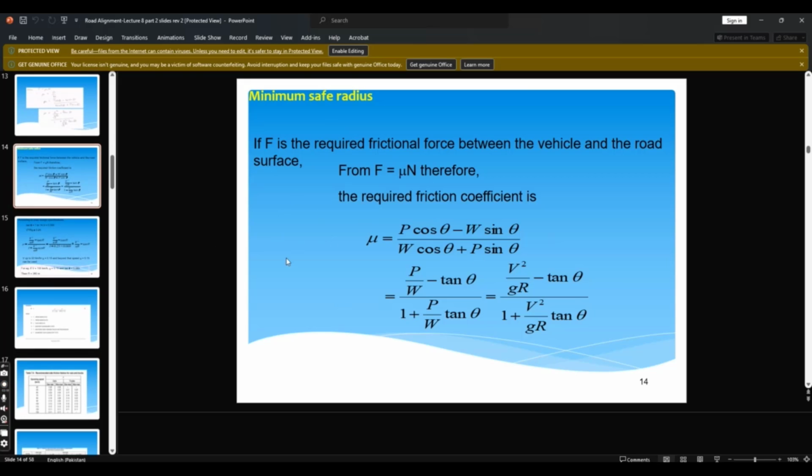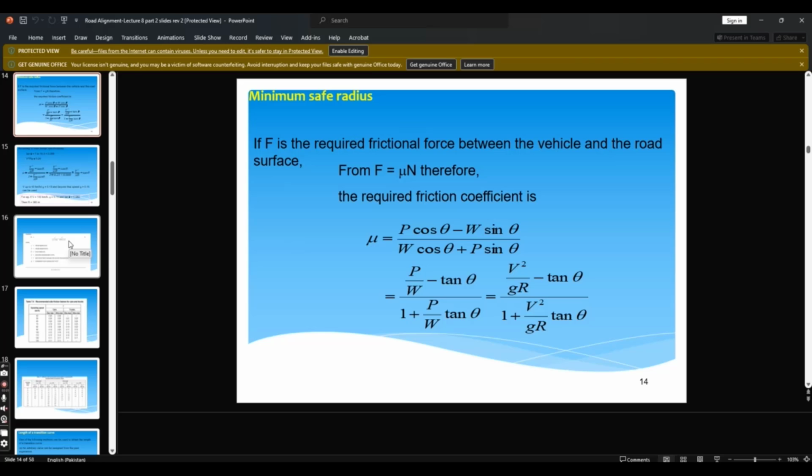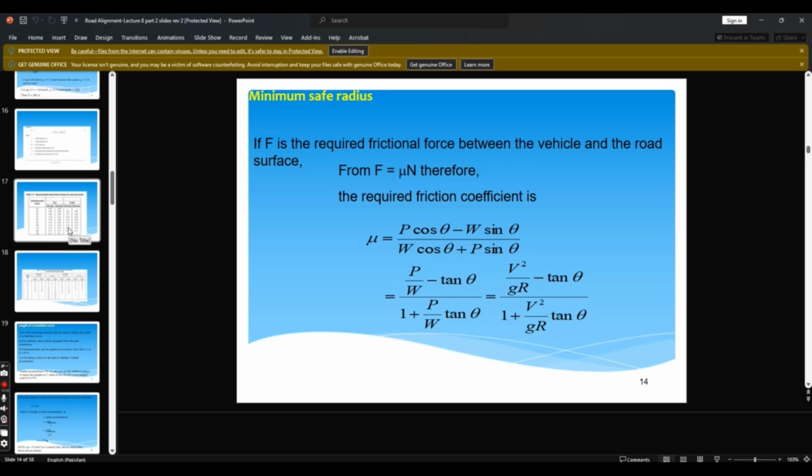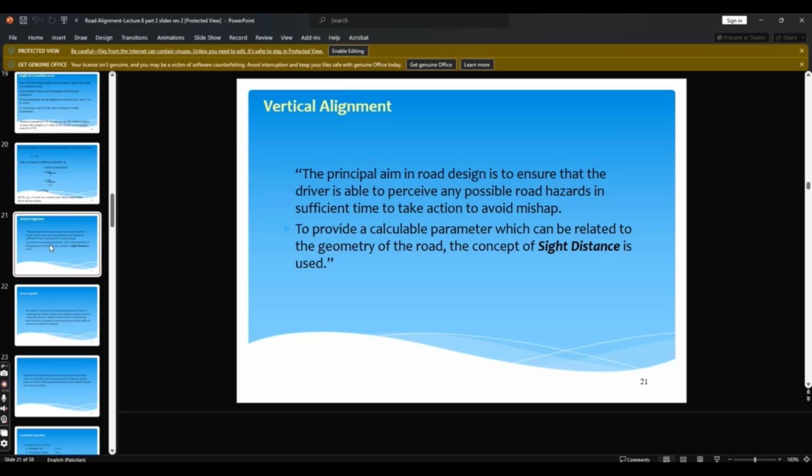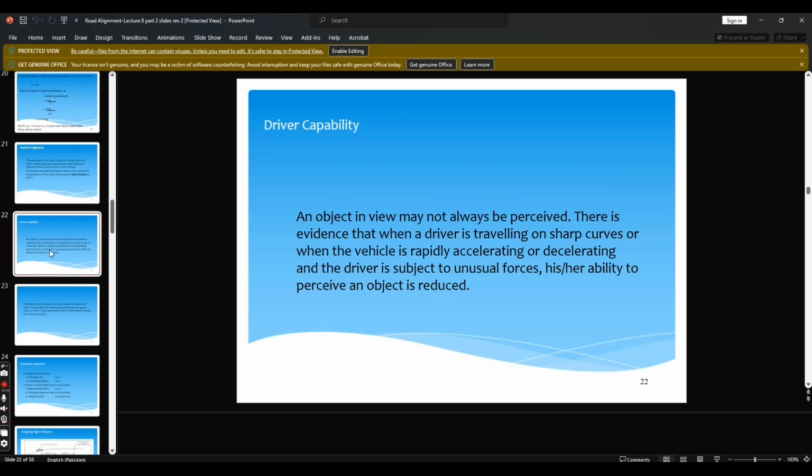Here are some equations which you can use, which will give you a basic idea and clear your concept about radius, vertical curves and horizontal curves. What will be the length of the transition curve? It will also consider vertical alignment. The principal aim in road design is to ensure that the driver is able to perceive any possible road hazard. So you need to consider sight distance, which we also use in Civil 3D during road design.